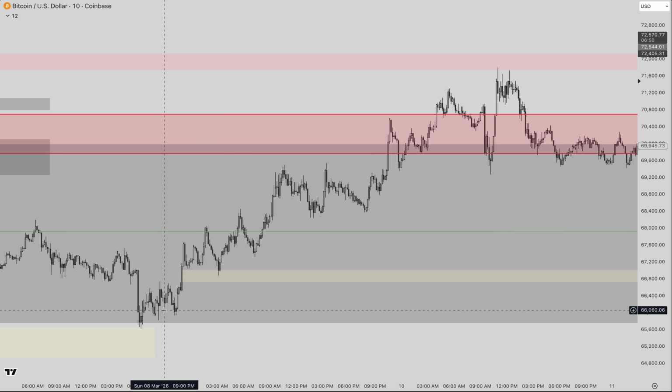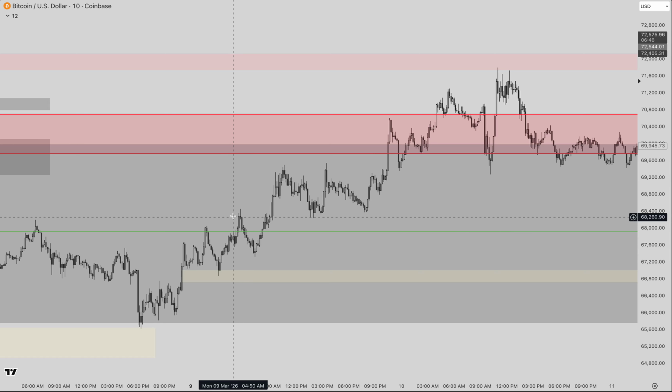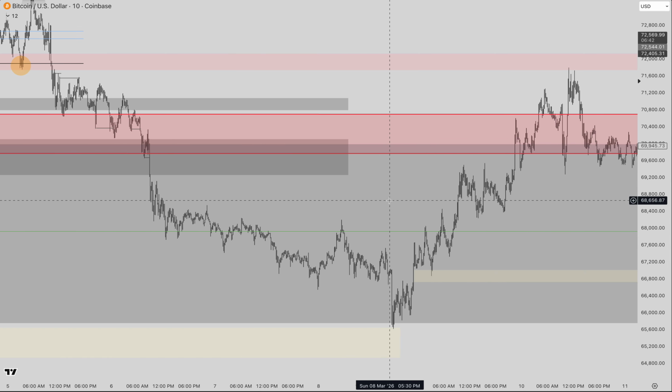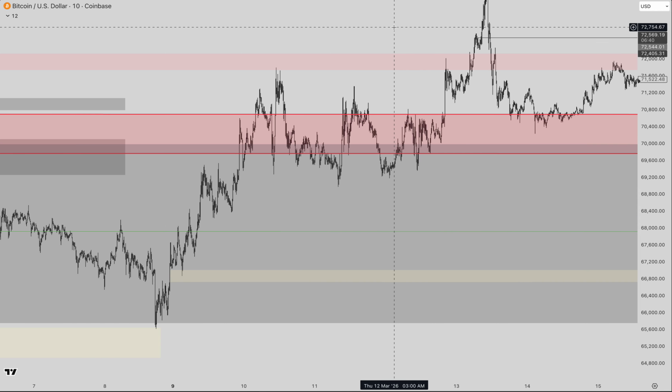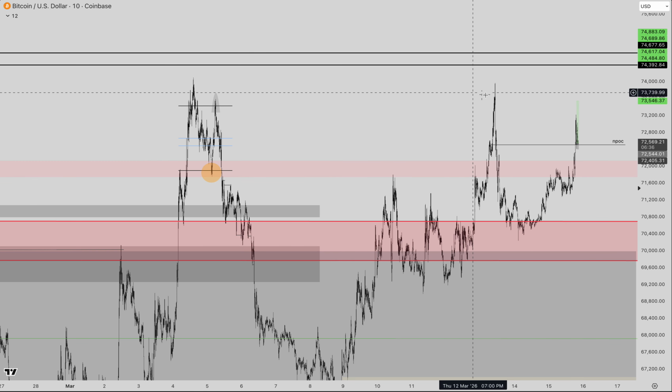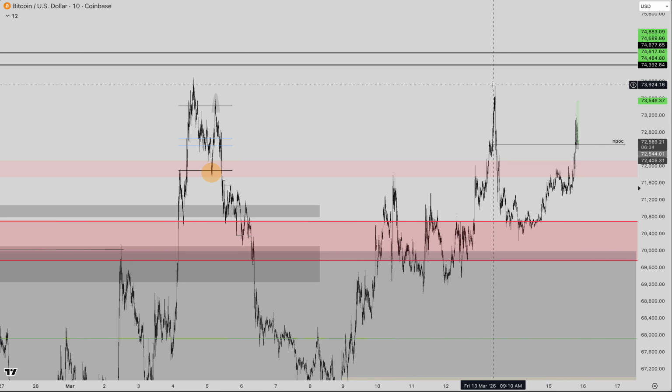You could have taken a long after we reversed the trend here and had a break of structure, could have longed right here. Or once we found acceptance back over the POC, you could have pulled the trigger on a long basically right in here. And that basically led us to retesting this previous 74K high.